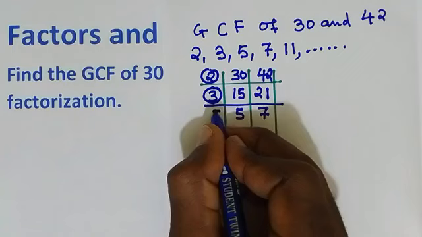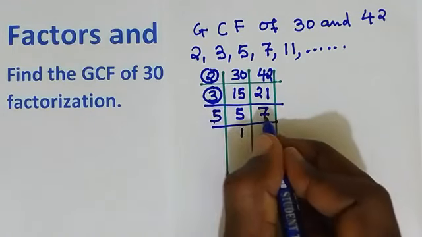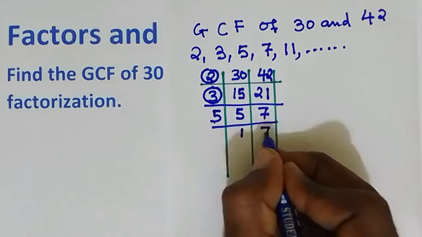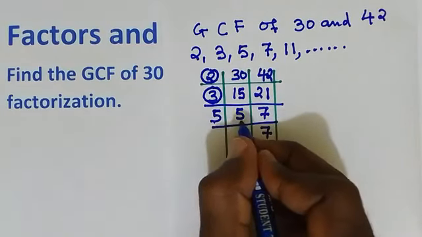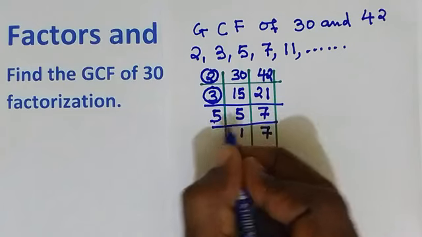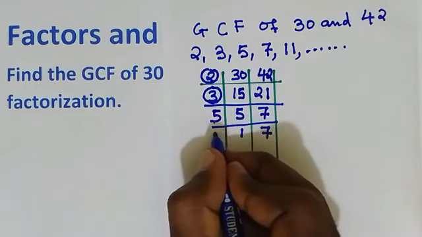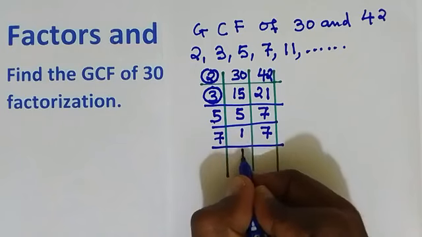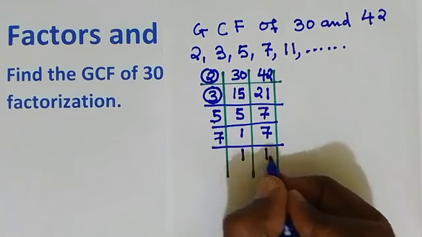By 5, 5 divided by 5 is 1. 7 divided by 5 is impossible, so I'll drop 7. As you can see, 5 divided only 5. It didn't divide 7, so I'm not going to choose 5. At last, I'm going to divide by 7. I drop 1. 7 divided by 7 is 1.